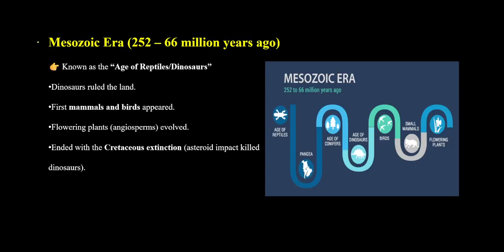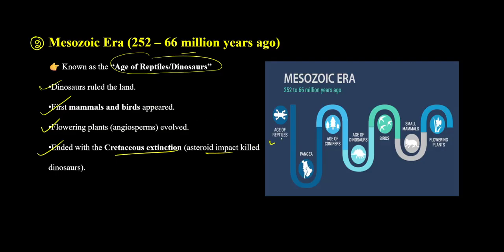Then this was the Paleozoic era. Then talking about the second type, the Mesozoic era, from 252 to 66 million years ago. This era is known as the age of reptiles and dinosaurs. In this era, dinosaurs ruled the land. The first mammals and birds appeared in the Mesozoic era, and flowering plants like angiosperms evolved in this particular era, and this era ended with the Cretaceous extinction due to an asteroid impact, which killed the dinosaurs.